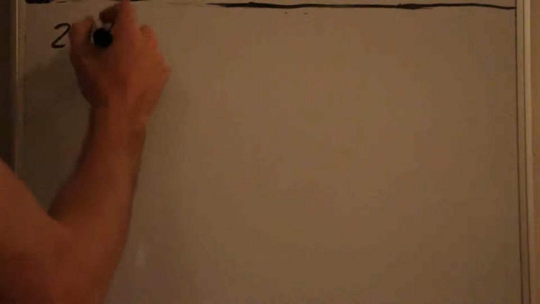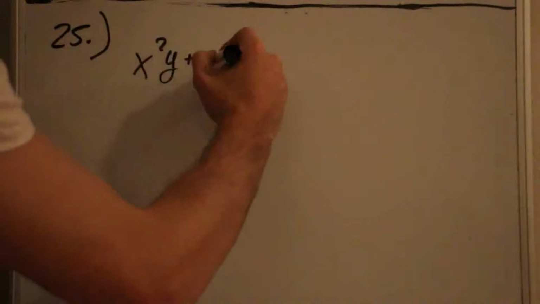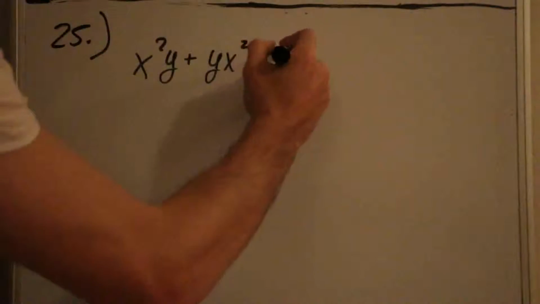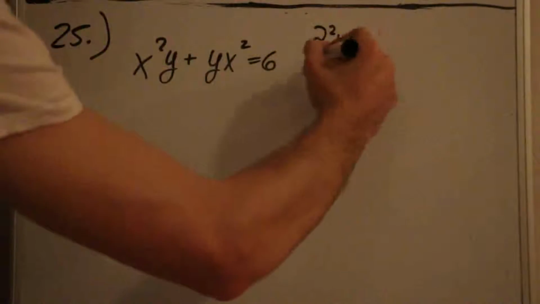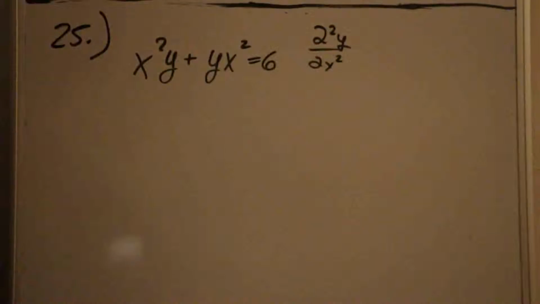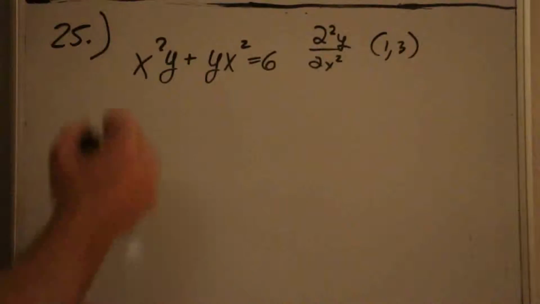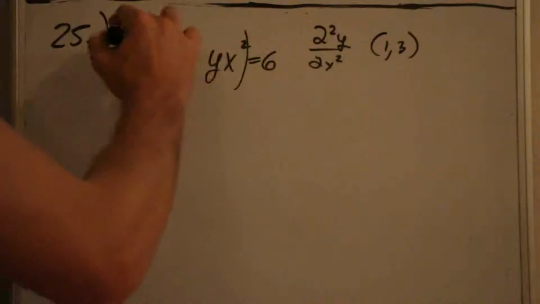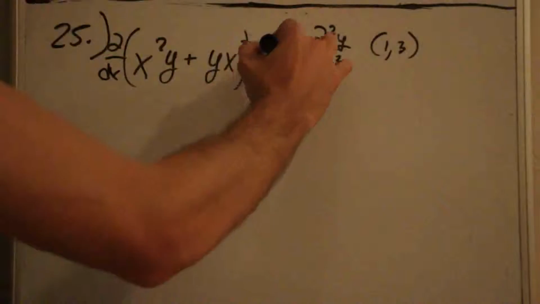Okay, number 25. x squared y plus y x squared equals 6. They want to find d²y/dx² at the point (1, 3). So clearly I have to take the derivative of both sides, and I have to do it very likely twice.